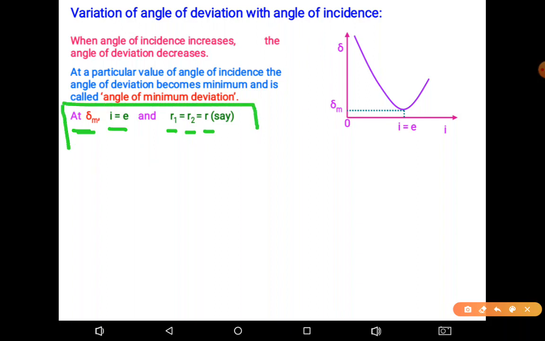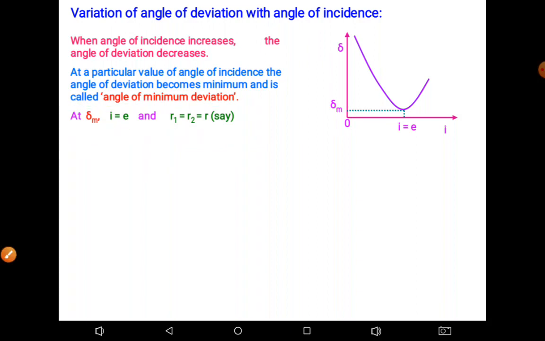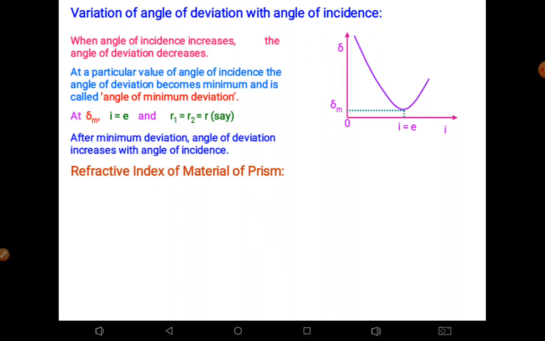We have to remember this. When the angle of deviation equals the angle of minimum deviation, then the angle of incidence I equals E and R1 equals R2, that is equal to R. These are the refracting angles. After minimum deviation, the angle of deviation increases with angle of incidence. From this particular situation the graph again goes upward, so the angle of deviation starts increasing again.